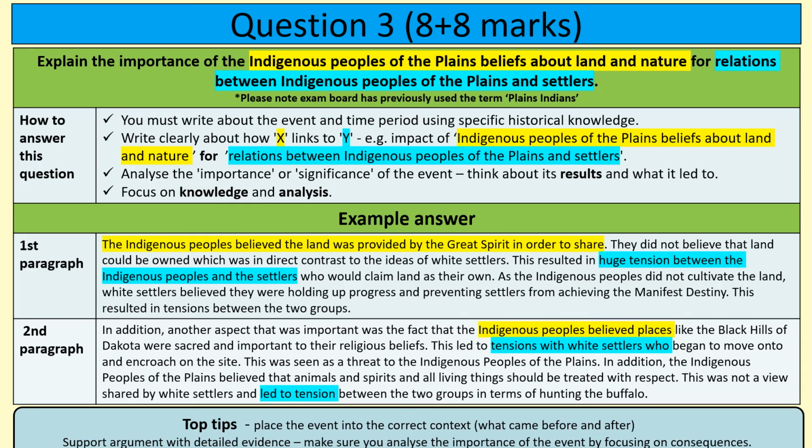Black Hills of Dakota were sacred and important to their religious beliefs. This led to tensions with white settlers who began to move onto and encroach on the site. This was seen as a threat to the indigenous peoples of the plains. In addition, the indigenous peoples of the plains believed that animals and spirits and all living things should be treated with respect. This was not a view shared by white settlers and led to tension between the two groups in terms of hunting the buffalo.